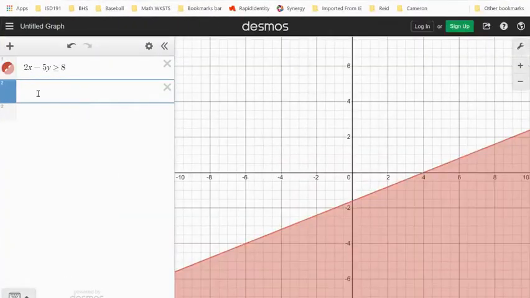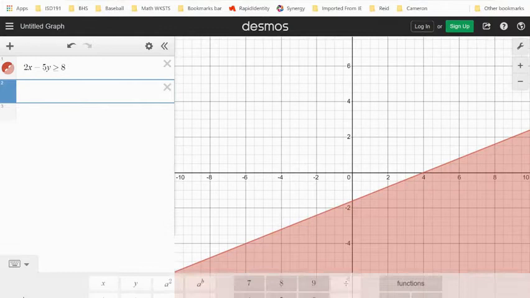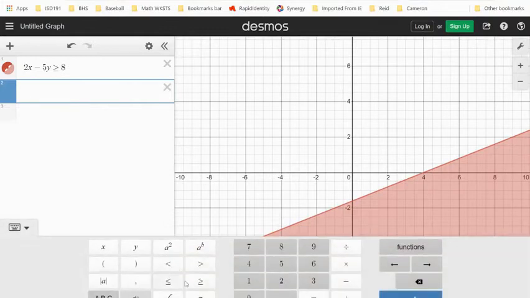Now, another way to get that symbol in this keypad, there are the 4 inequality symbols right here. So if you didn't want to just type it on your keyboard, you could always open up the on-screen keypad and do it that way.